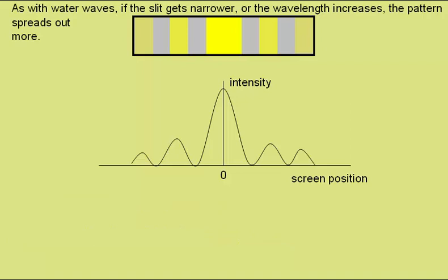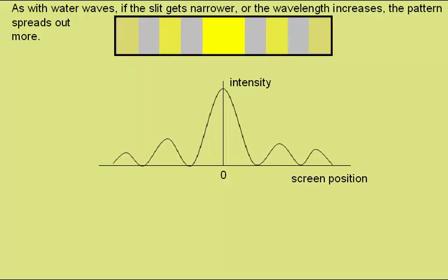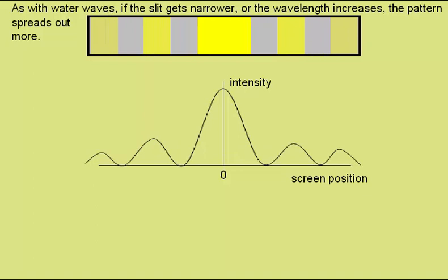As with water waves, if the slit gets narrower, or if the wavelength increases, the pattern will spread out more. So this represents the slit getting narrower, and you see the pattern is spreading further.